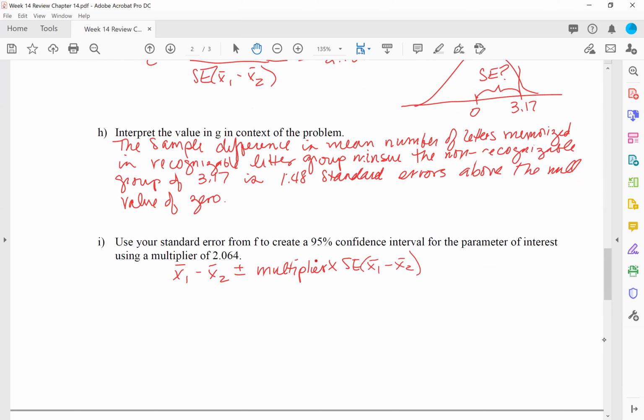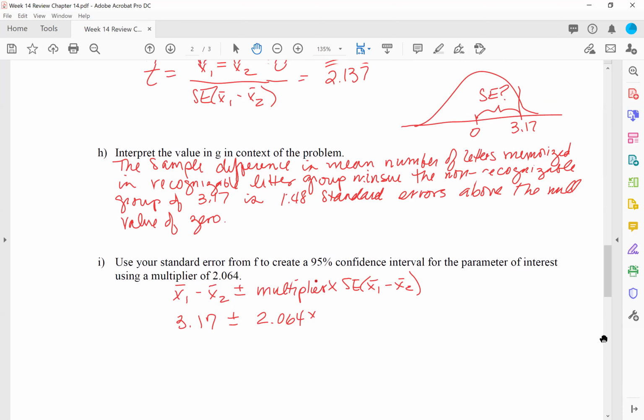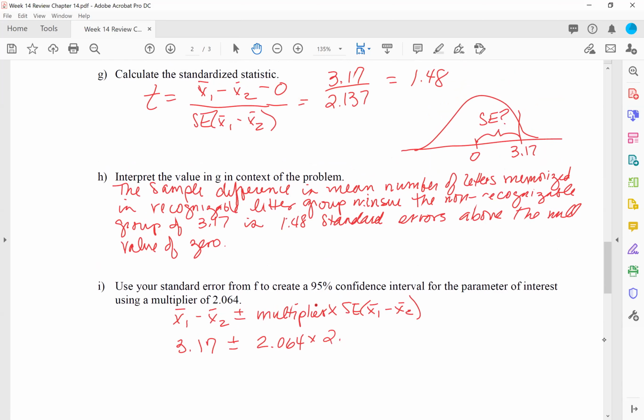So this difference in means here, we already calculated up above and we know is 3.17. We're going to use the multiplier given in the problem, and we're going to use that standard error that we found previously as well, the 2.137. And this gives me 2 endpoints, negative 1.241 to a positive 7.581.